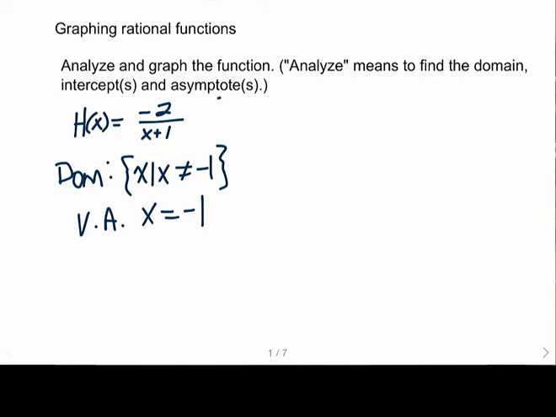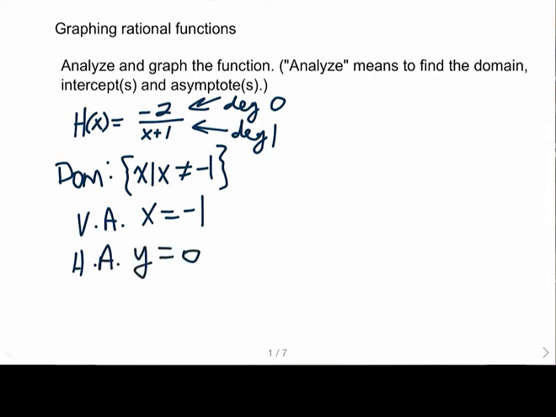The degree of the numerator is 0. The degree of the denominator is 1. Therefore, we have a horizontal asymptote of y is equal to 0. Remember, that happens whenever the degree of the numerator is smaller than the degree of the denominator.